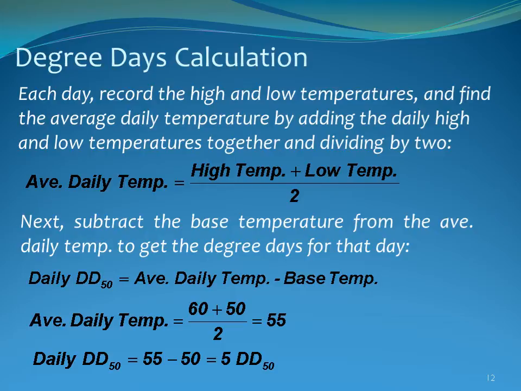Now if it had been below the minimum temperature threshold, when you divide by 2 and you get something that's less than 50, then you don't accumulate any degree days for that day. But in our example here, our average daily temperature is 55. You subtract the base temperature from that, and you get 5 degree days. Woohoo! So some days you'll get 5, some days you'll get 10, some days you might even get more. It really depends, and it's going to jump around quite a bit. So you could do this at your own home if you wanted to.